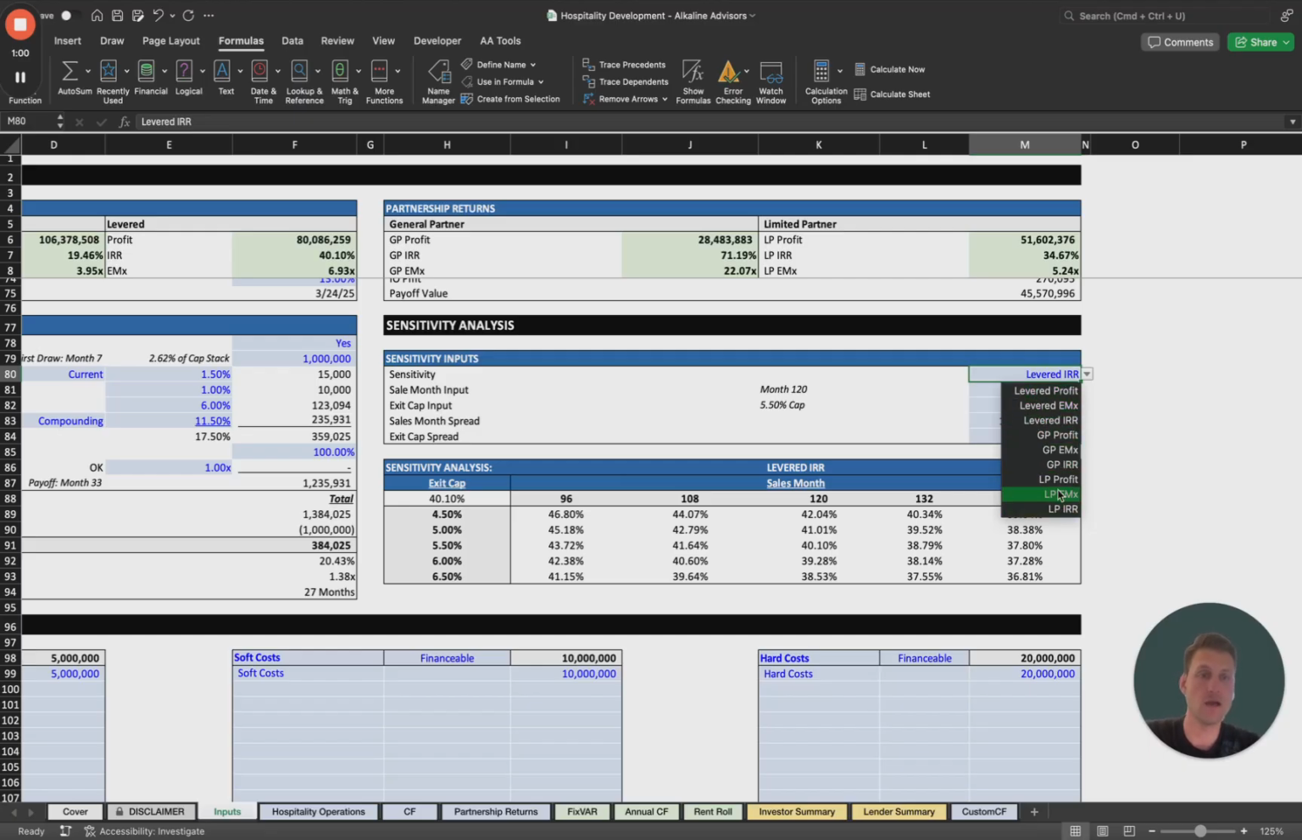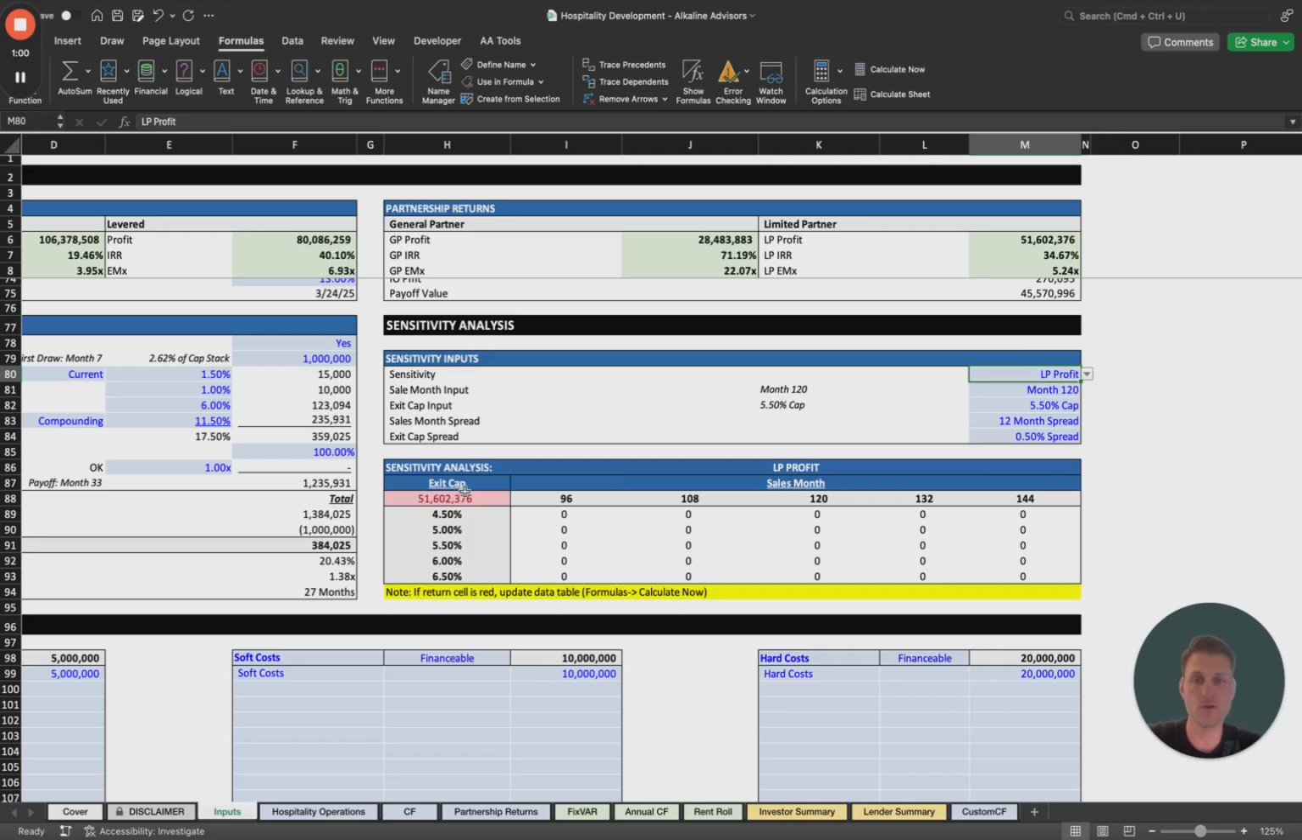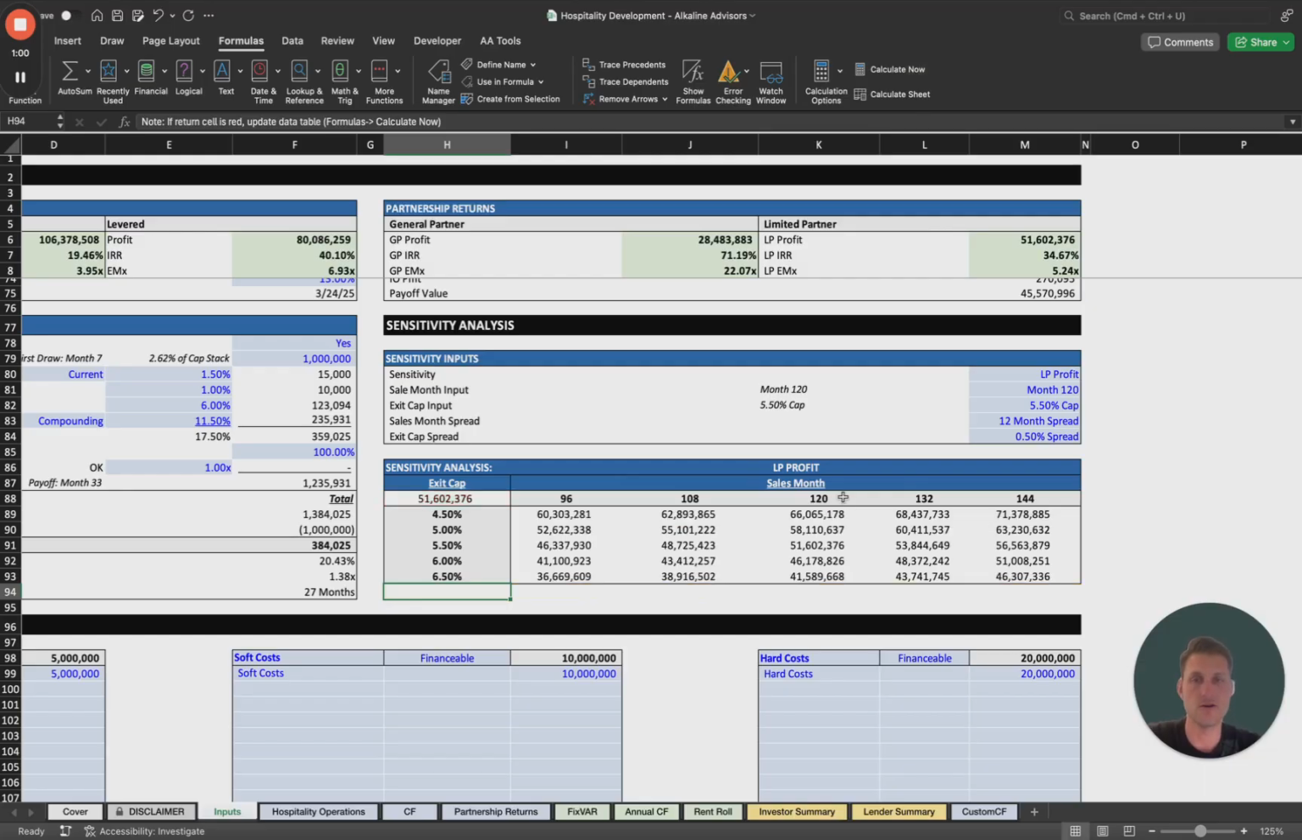So if we want, let's say, LP profit, you see this is red and now this is yellow, means it's not yet updated. You need to go to Formulas, Calculate Now. We click Formulas, we click Calculate Now. It's iterating, now it's accurate. So it's saying for the LP, if we sell today, or if we sell at month 120 at a 5.5 cap, they're gonna receive 51.6 million. That's right? That's what we have here. That's great. But if we sell in month 96 at a 5.5 cap, they're gonna receive 46 million. If we sell at month 144 at a 4.5 cap, they're gonna receive 71 million.